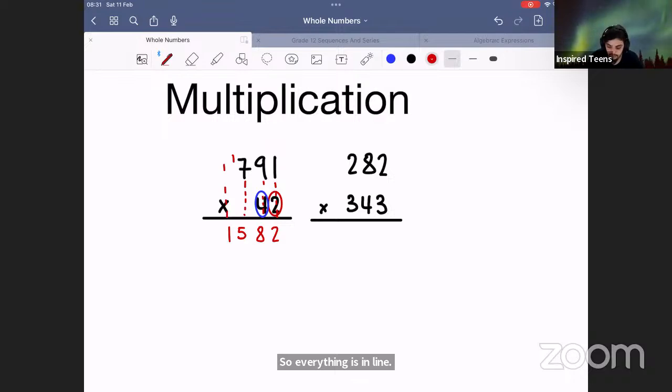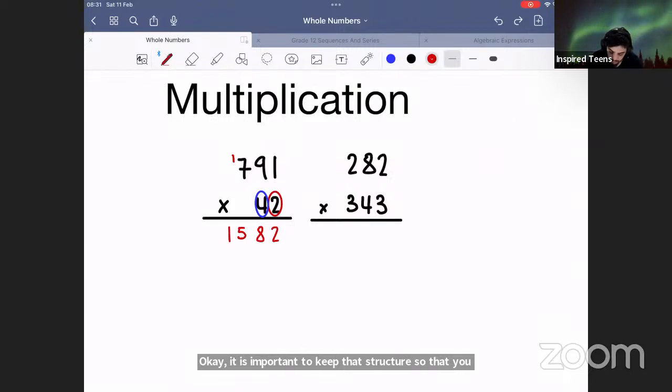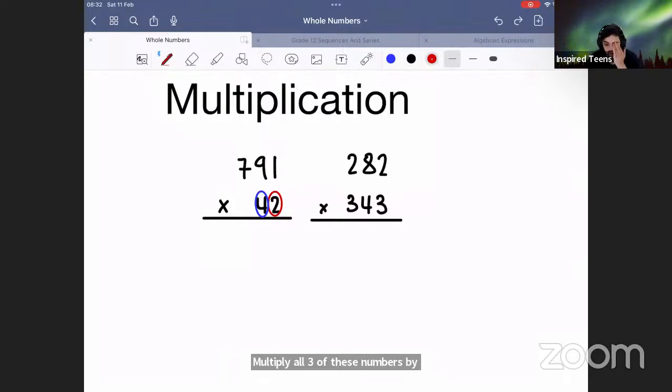Okay, it is important to keep that structure so that you can add it later on. Okay, so let's just go through that one more time quickly. So I'm going to work with the first number, multiply all three of these numbers by, so again, remember my focus was on the first number to multiply by each of the digits in the second number. So I'm going to say 1 times 2, which is 2. 9 times 2 is 18, two-digit number. So I write down my unit, carry my 10. 7 times 2, which is 14, plus that 1, which is 15. I don't have any other number to carry that 10 to, so I can simply write it down.